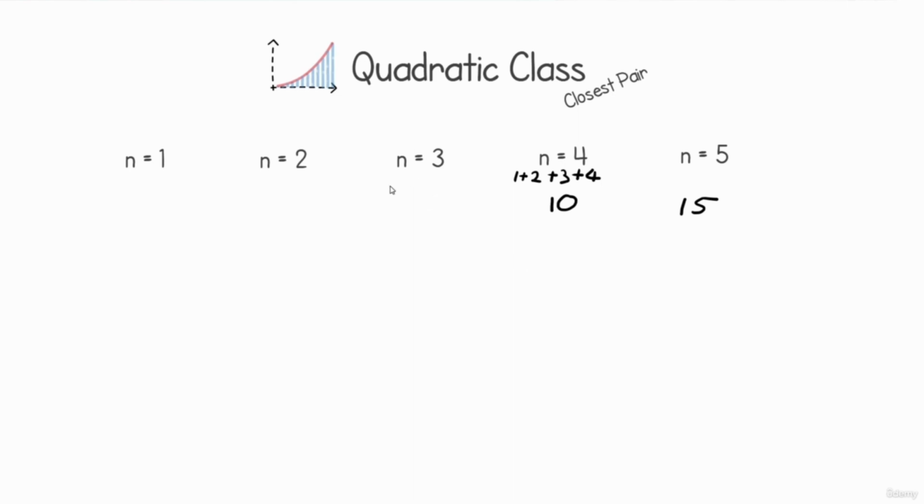For n equals 3, so 4 items, we would do 1 plus 2 plus 3. This will give us 6. For n equals 2, meaning we have 3 items, this would just be 1 plus 2, giving us 3. And for n equals 1, meaning we have 2 items, this would be just one distance calculation. Some of you might have noticed the pattern in these numbers. If you aren't aware, these numbers are what is known as triangular numbers. And the next number in this sequence is 21.